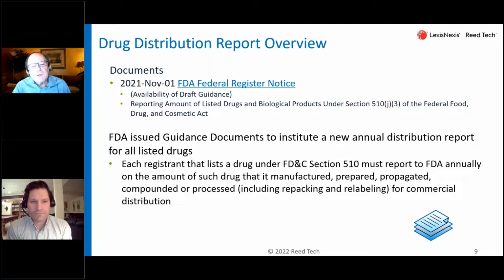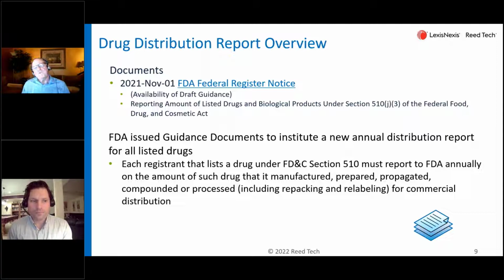The other document is this Federal Register notice, basically, that indicates the availability of the draft guidance. Not too much more content there. But as a result of all this guidance, the takeaway is that the FDA is instituting this new annual distribution report for all listed drugs.